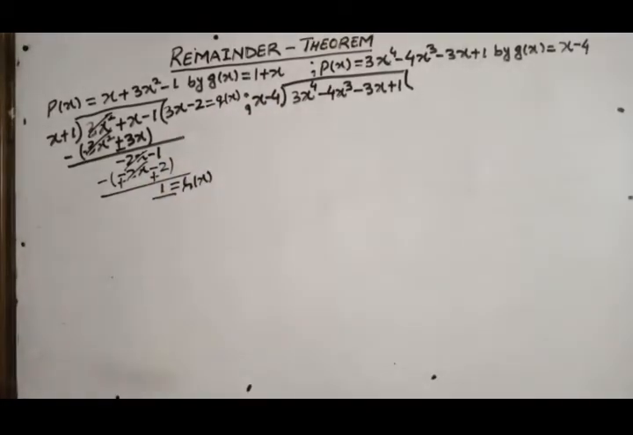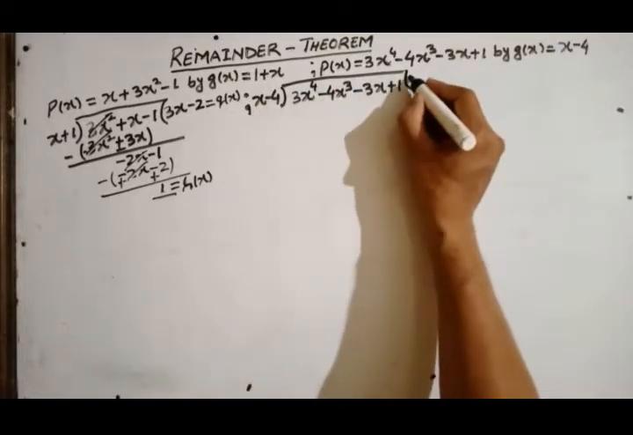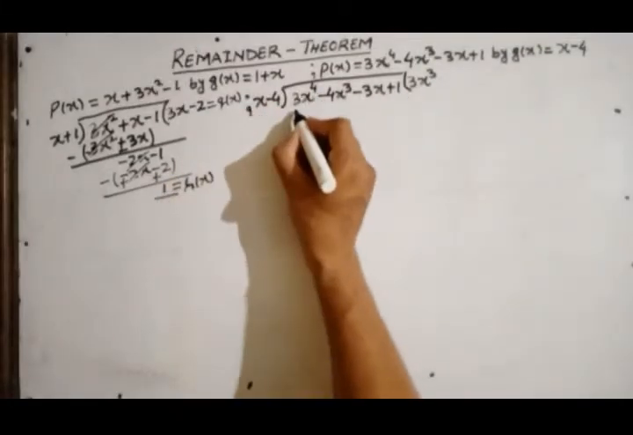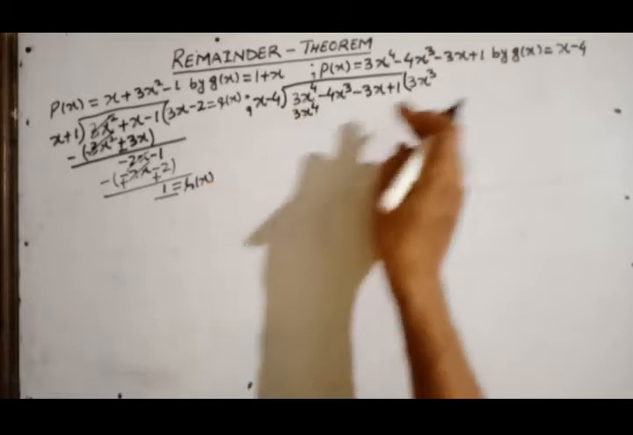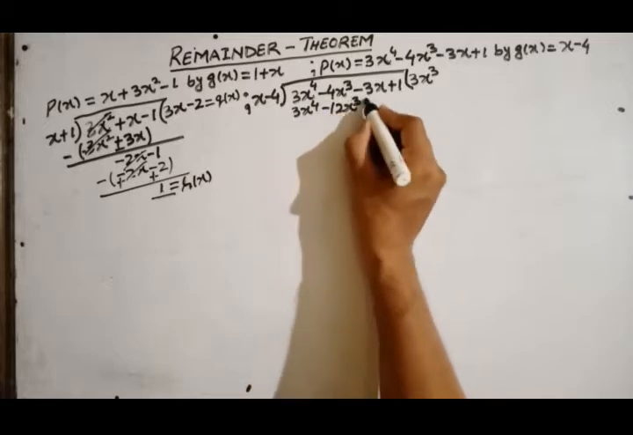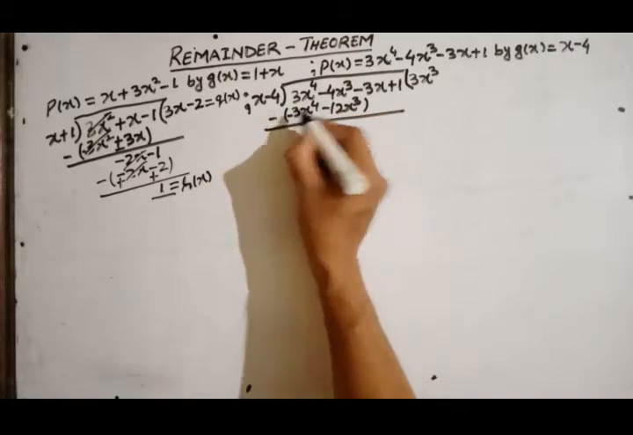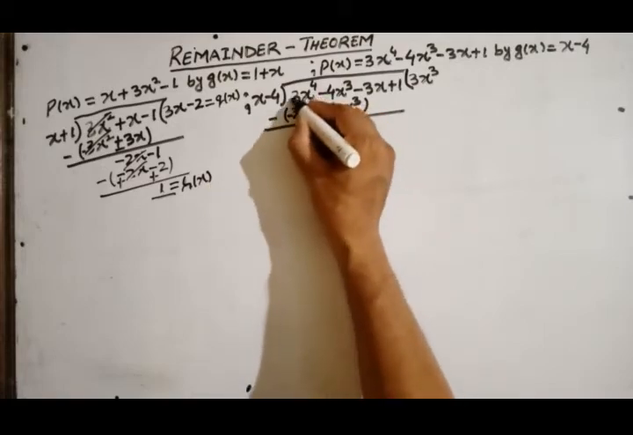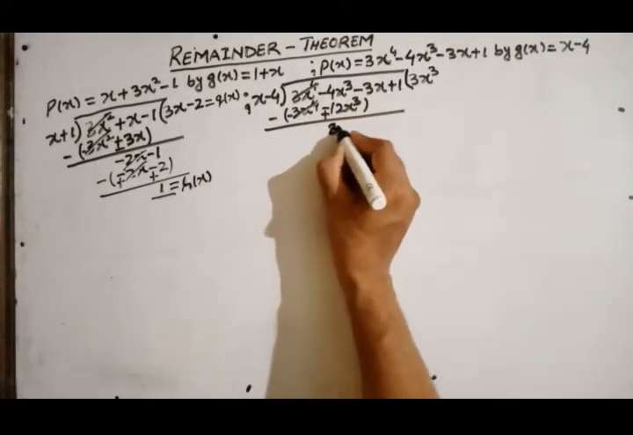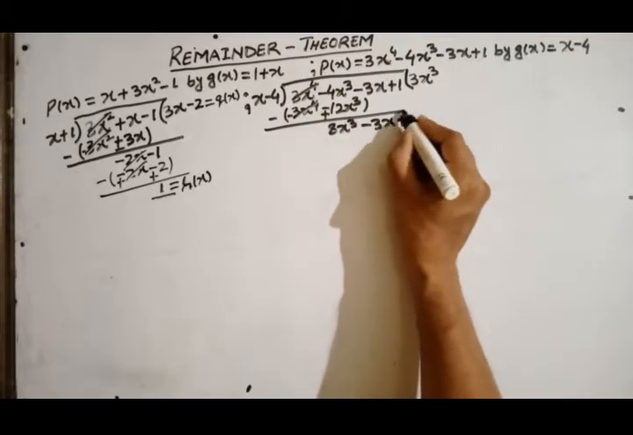Let's check the next one. Here to eliminate 3x^4, x needs to be multiplied by 3x cube. So in quotient we take 3x cube. 3x cube into x is 3x to the power 4. And 3x cube into minus 4 is minus 12x cube. And we have written all like terms just below each other. On subtraction, 3x^4 gets eliminated, and minus 4x cube plus 12x cube becomes 8x cube along with minus 3x plus 1.